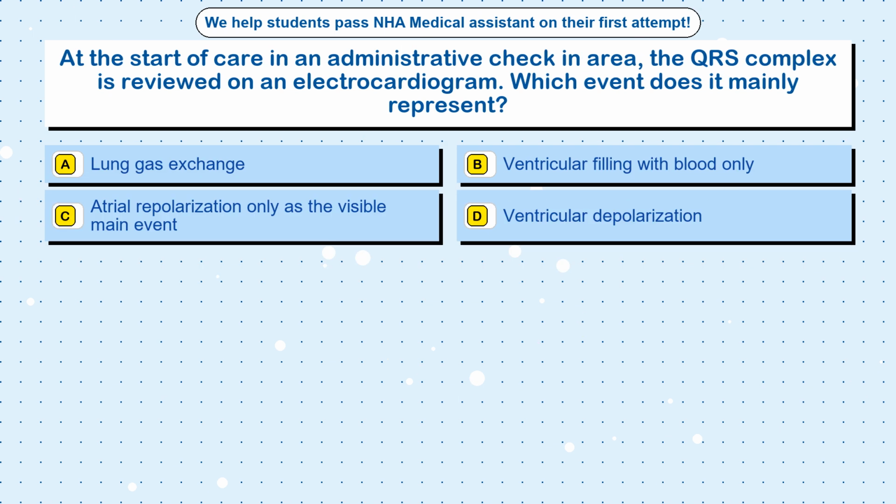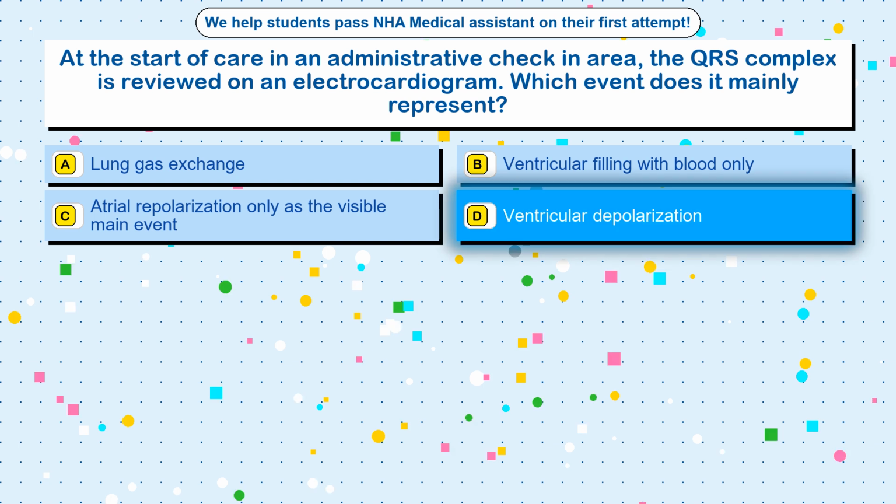Question 92. At the start of care in an administrative check-in area, the QRS complex is reviewed on an electrocardiogram. Which event does it mainly represent? Option A. Lung gas exchange. Option B. Ventricular filling with blood only. Option C. Atrial repolarization only as the visible main event. Option D. Ventricular depolarization. The correct answer is option D.